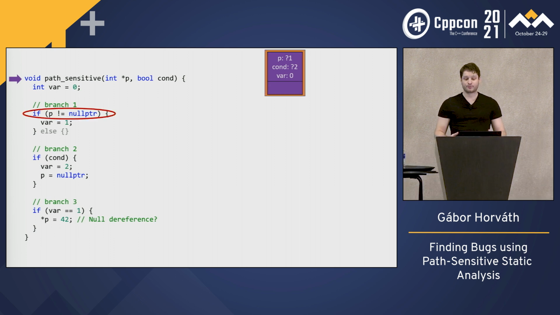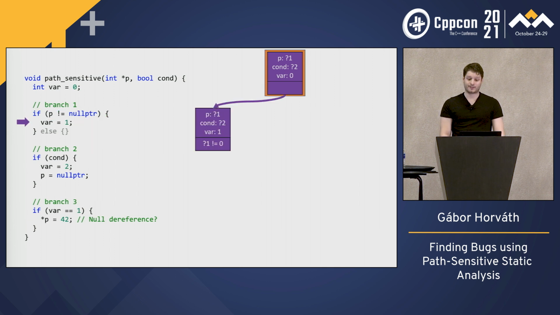So when I start to execute this program, or start to analyze this program, then when I take the first branch, because of the branch condition, I know that the (1) value cannot be null. So I can record this constraint in the program state.